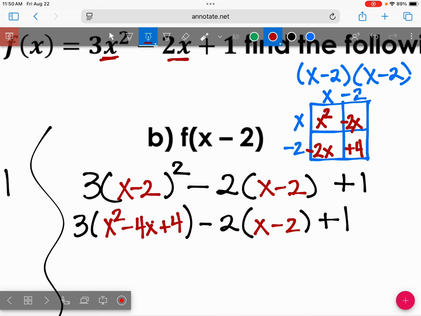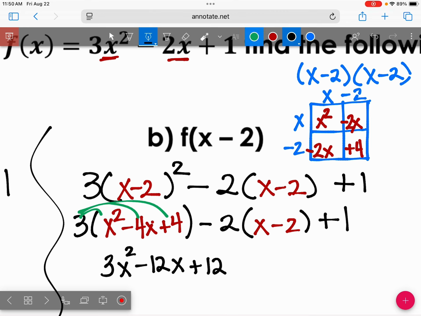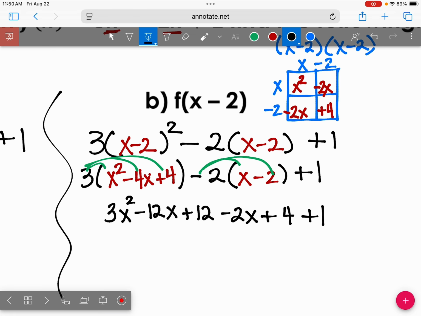All right, so now that we've done that, what do you think we're going to do? Distribute. The first parentheses, we're going to multiply it by 3. The second parentheses, we're multiplying it by negative 2. All right, can we simplify it even more? Do we have any like terms?